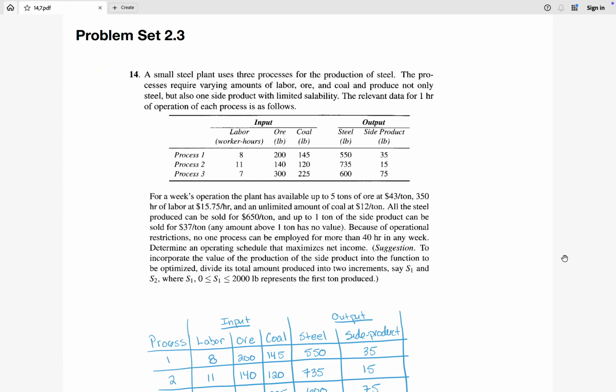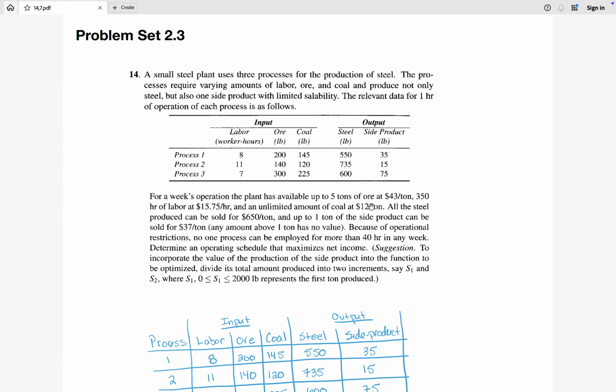In this video, I'm going to go over a couple of the homework problems. This is problem 14 from problem set 2.3. This is the problem that was asking for us to write a model for the steel plant. This is our table of data that we were given.